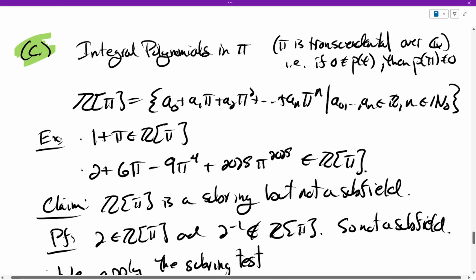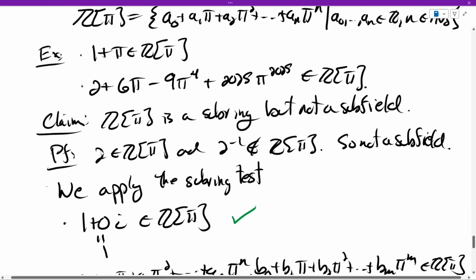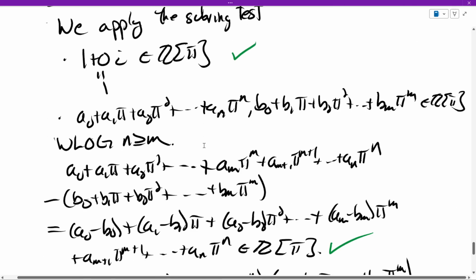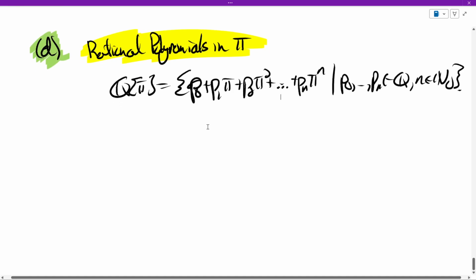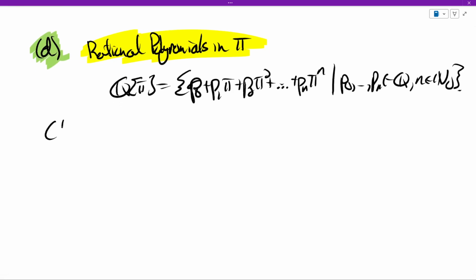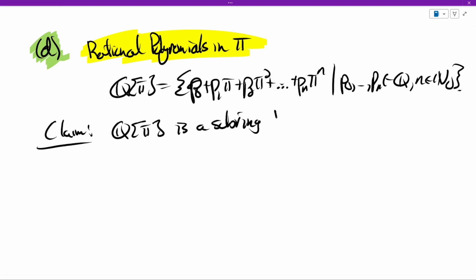So this fixes an issue here. Namely, it fixes the issue of 2 not having a multiplicative inverse. We now have that. However, we have a different problem here. So let me write the claim first. Q adjoin pi is a subring, but not a subfield of C. So somehow it's still not a subfield of C, and I will explain why to you.